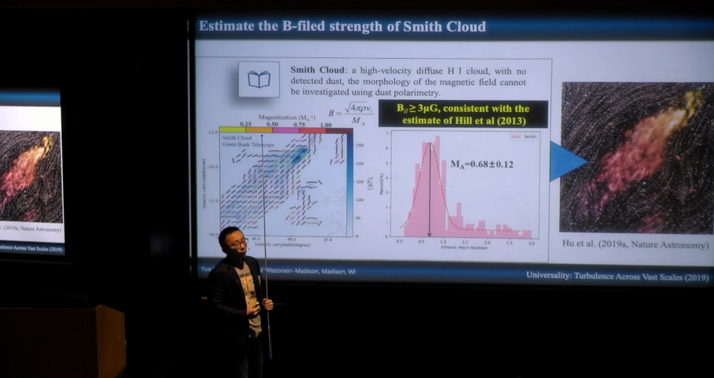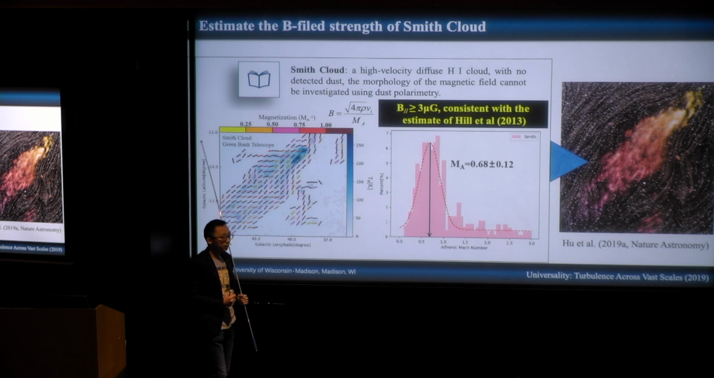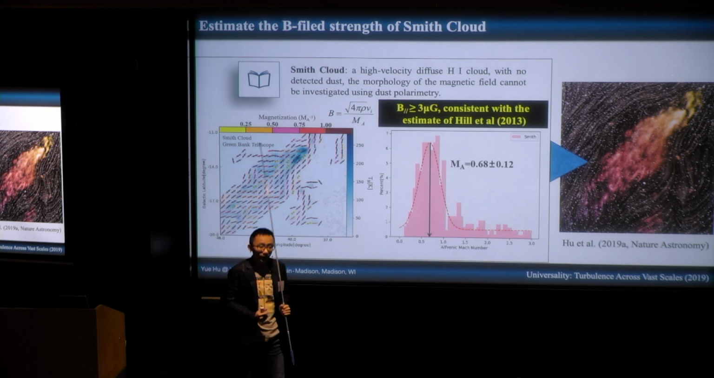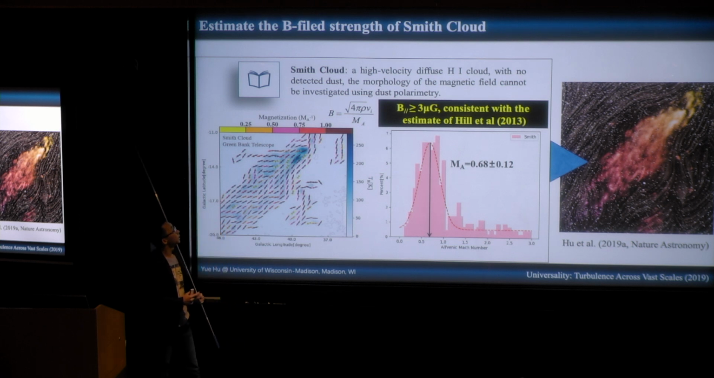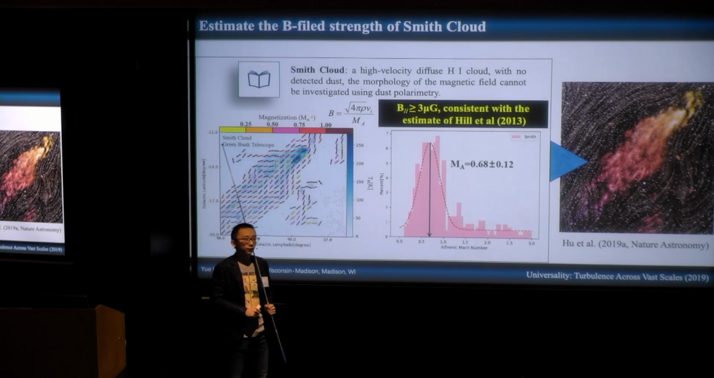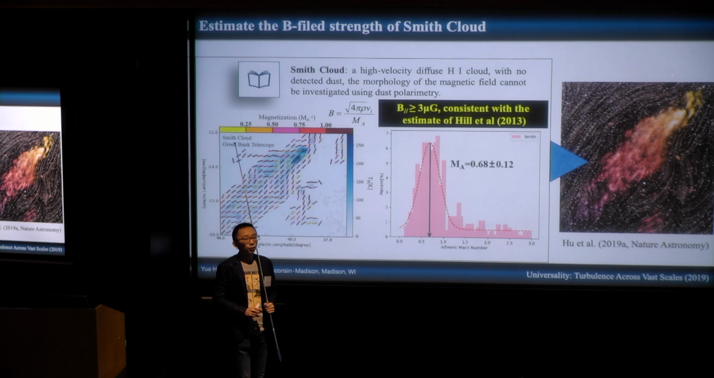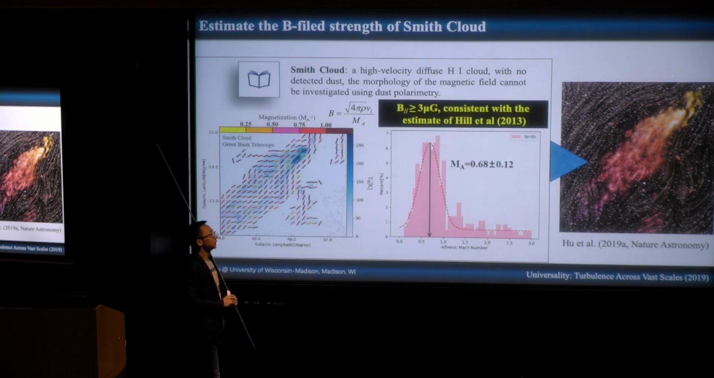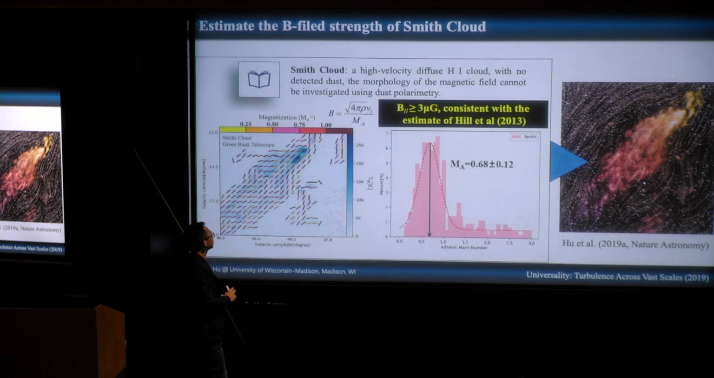And until now, I've always been talking about comparison with the Planck polarization. But can we do something more that polarization cannot do? For example, the Smith cloud. The Smith cloud is a high-velocity diffuse HI cloud. It is located at the boundary of our galaxy. So in this case, its polarization is dominated by the galactic foreground, and we cannot study its magnetic field from dust polarization. But that's not the case for the velocity gradients.